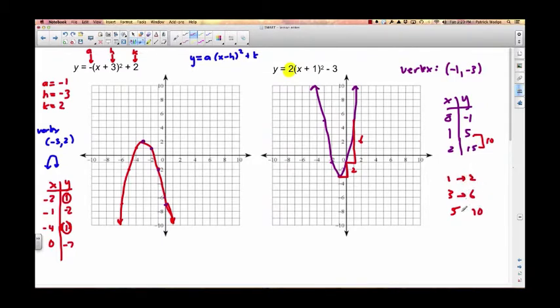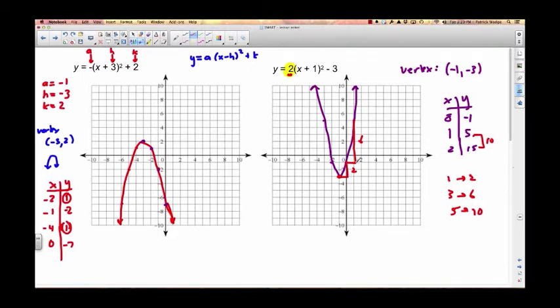What's the difference? Twice as much. Since the a value is 2, you're going to multiply all those numbers by 2. So let me show you again. Vertex is at negative 1, negative 3. So I put a dot at the vertex. Then because the a value is 2, I don't go over 1 and up 1, I go over 1 and up 2, twice as much.